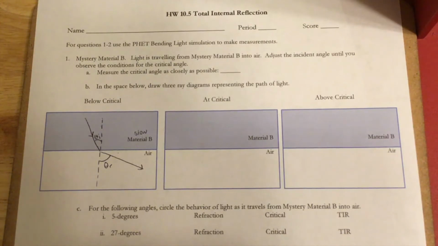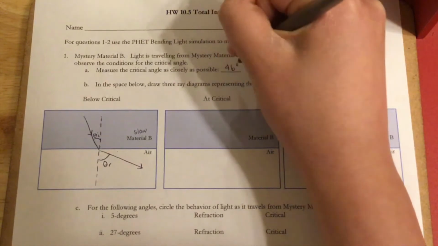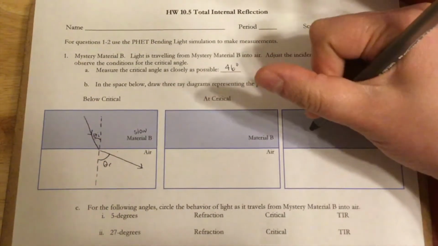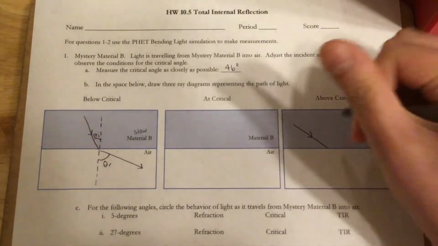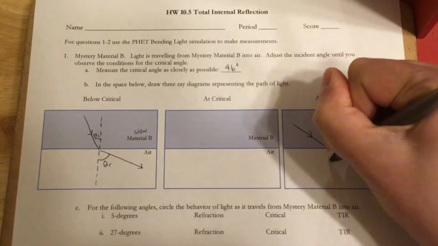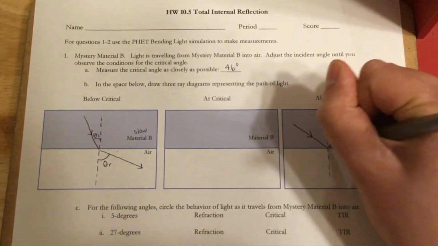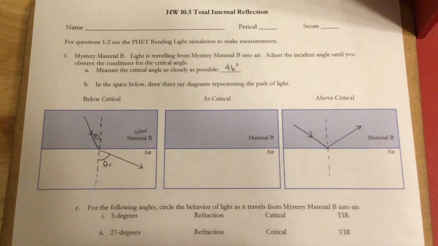Now, if our angle is anything below 46 degrees, I see that my diagram looks something like this. If it's any angle above 46 degrees, let's say 50 degrees, then what I found was this. Light goes in towards that boundary, but instead of passing into the air, light bounces off. It refracts so hard back into the original material that it doesn't go into the air at all.